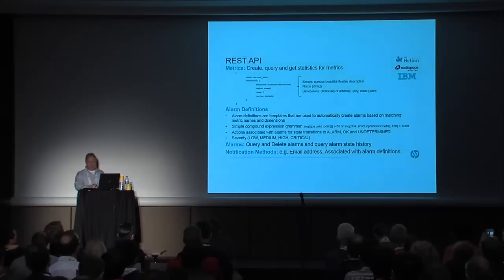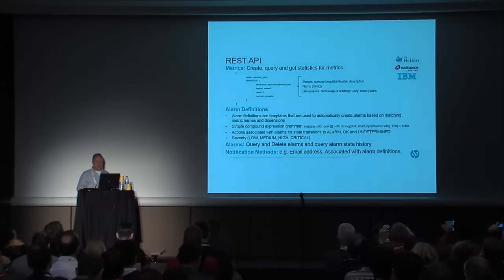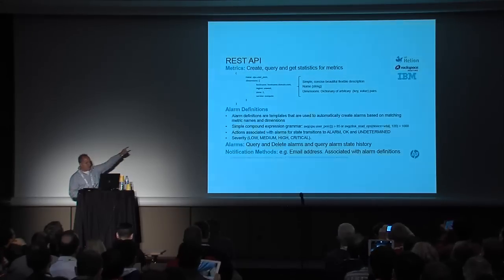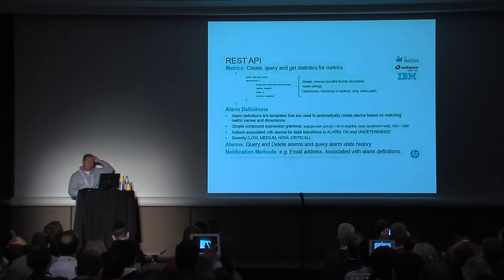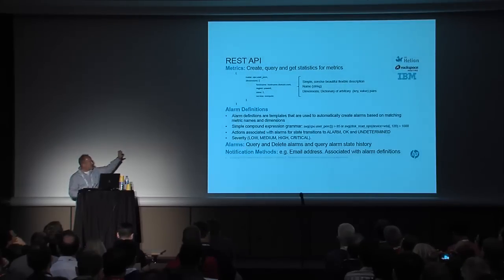Okay, so more details on the metrics pipeline. We have a REST API for creating, querying, and getting statistics for metrics. This is just showing a really small example of how that works, but it's a dictionary with a name, dimensions, key value pairs, et cetera. But it's flexible. You can have those dimensions be anything you want, right? I'm just showing host name, region, zone, service.